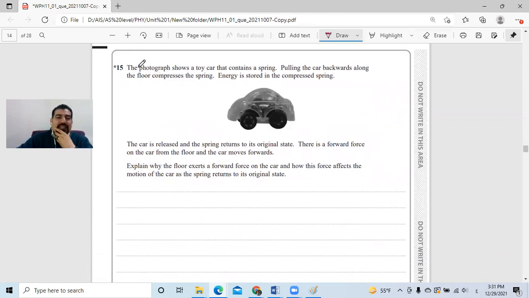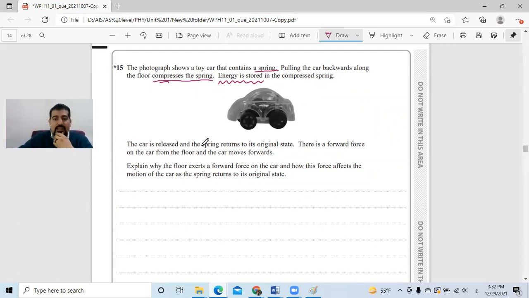Question 15. The photograph shows a toy car that contains a spring. Pulling the car backward along the floor compresses the spring. Energy is stored by compressing the spring. What is this energy called? Elastic potential energy. So we do work on this car when we move it backwards to store energy, and we will use this energy to do work on the car to move forwards, as we are going to see now.